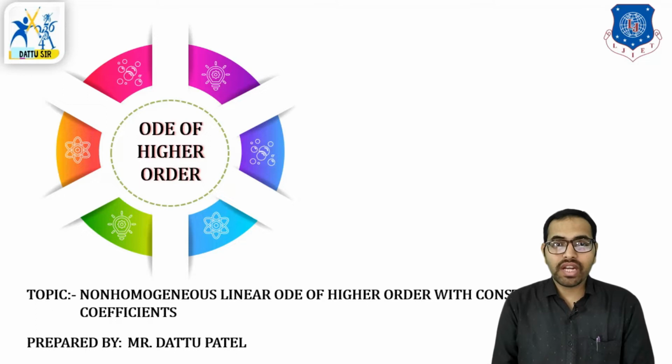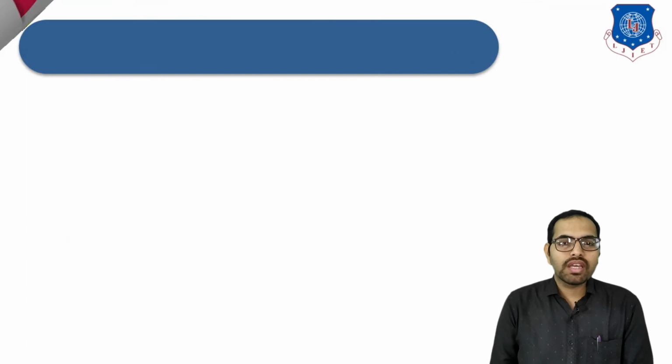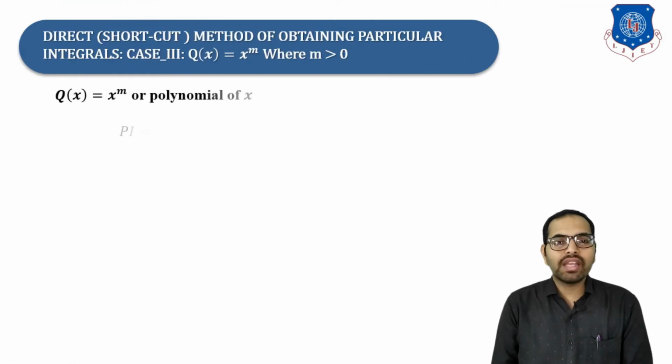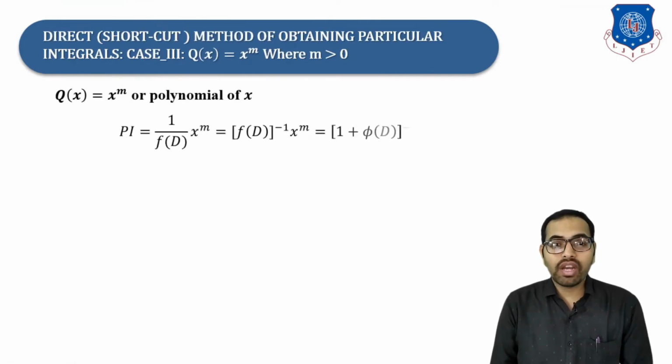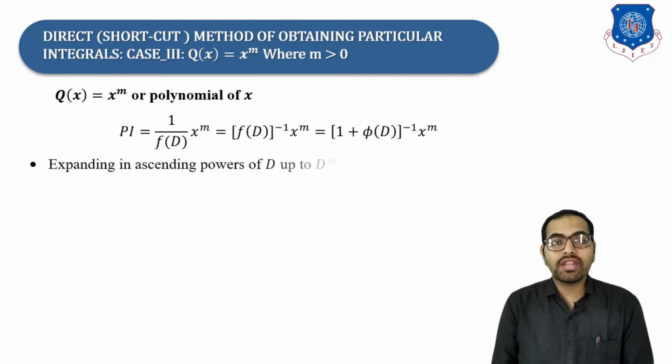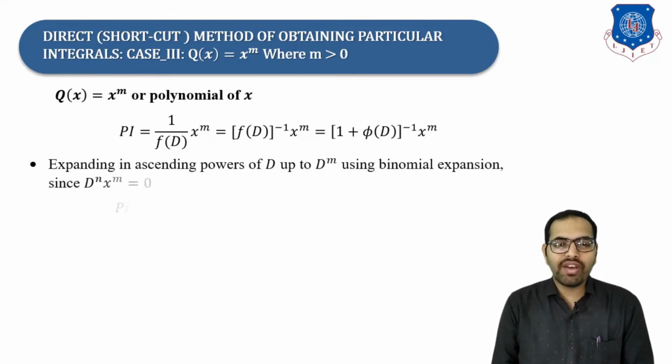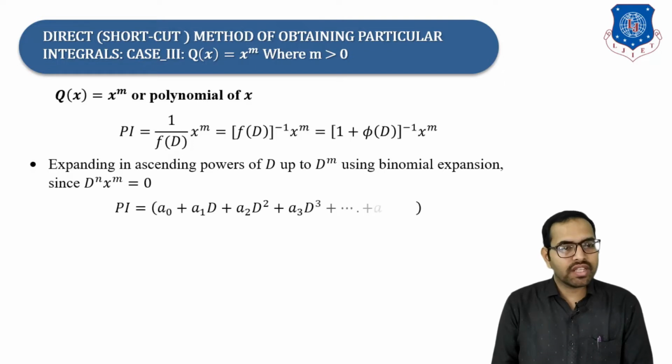Last session we already discussed the shortcut methods for finding the particular integral, case 2. In today's session we will discuss case 3, when our Q of x is a polynomial of x. Let's move to case 3 of finding the particular integral, where Q of x equals x raised to m, or a polynomial of x, where m is greater than 0.